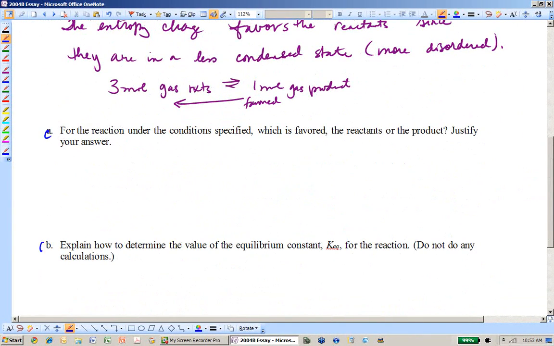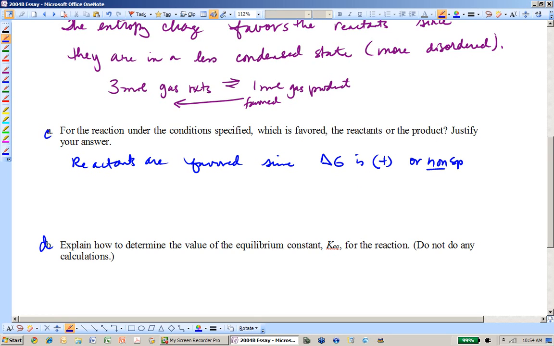This is part C, and this is part D. All right, for the reaction under the conditions specified, which is favored, the reactants or the products? That's what I just explained. Knew that was coming. Justify the answer. Okay, reactants are favored since delta G is positive, or non-spontaneous.